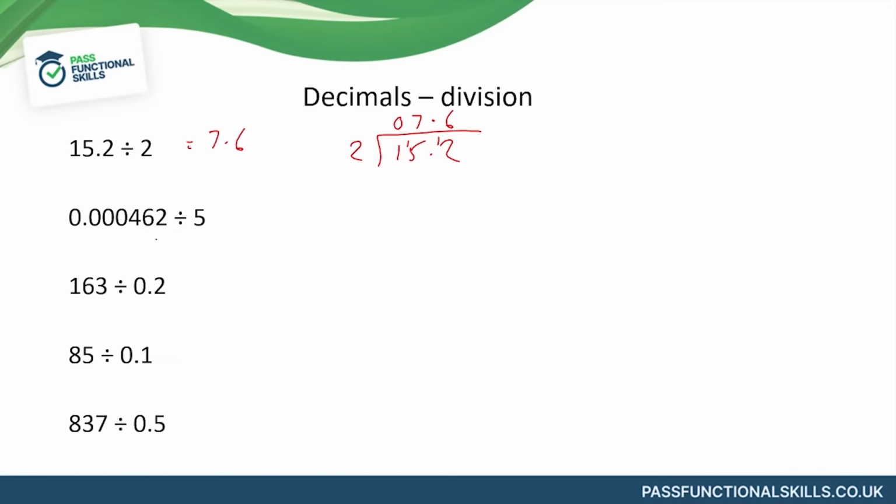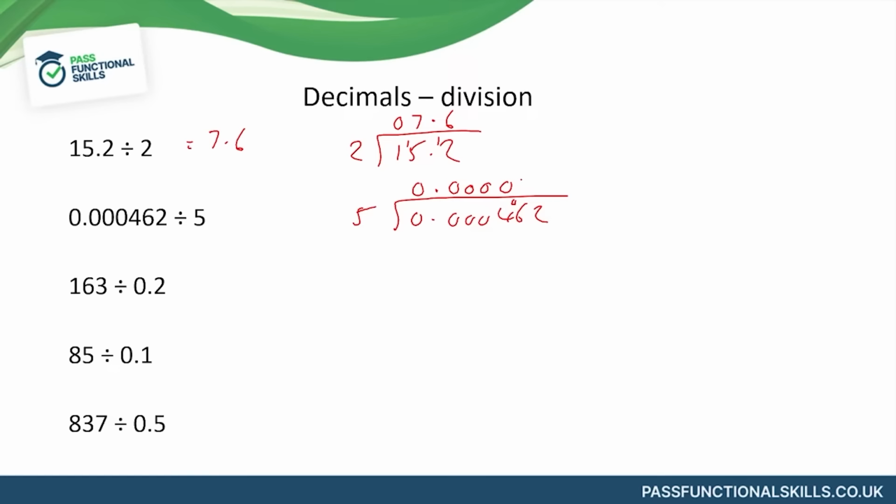On to the next one, 0.000462 divided by 5. Again, we are dividing a decimal by a whole number, so not really a big problem. 0.000462 goes inside the bus stop, 5 goes on the outside. Make sure you put a dot on top. 0 divided by 5 is 0, 0 divided by 5 is 0, another 0, another 0, 4 divided by 5 is 0, move the 4 across.